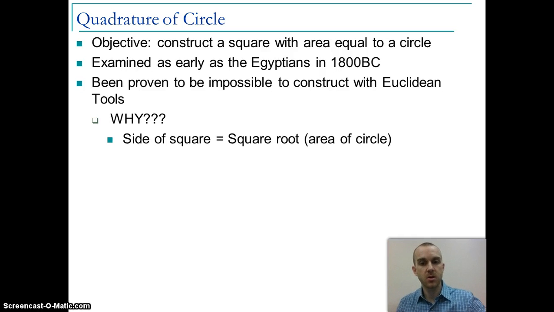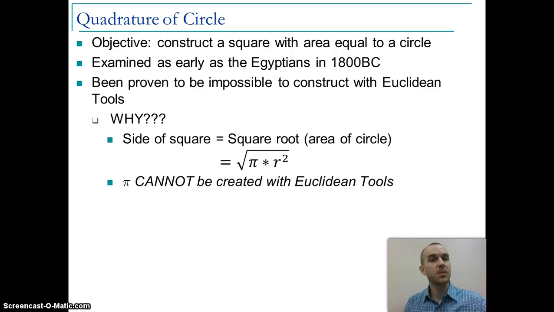Well, the area of a circle is pi r squared. Now I can take the square root of a number, such as r, it's going to be some value, and the square root of r squared definitely gives me r, but pi is transcendental, and because it's irrational, it cannot be created with Euclidean tools. There's no way to construct that value. So because of that, we cannot do the quadrature of a circle because you can't construct pi.